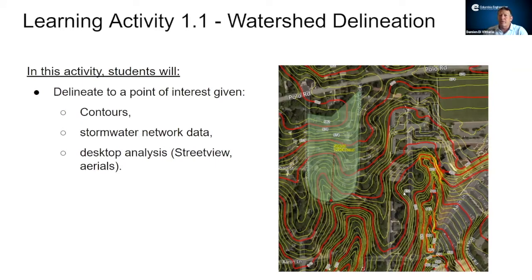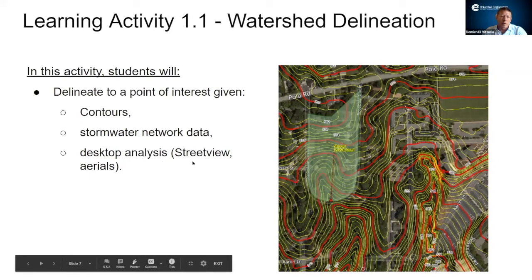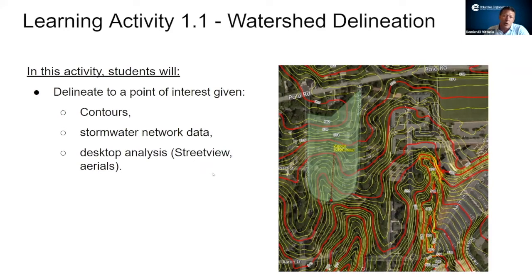So our first learning activity is actually the delineation of a watershed. So this is a sample watershed that is used throughout the videos that were produced for the course or for the module. And so I take them through the process of how I delineated this, and then asked them to delineate to a point on campus. And they're given contour data, they're given campus stormwater network data, and told to also use desktop analysis to inform their delineation.